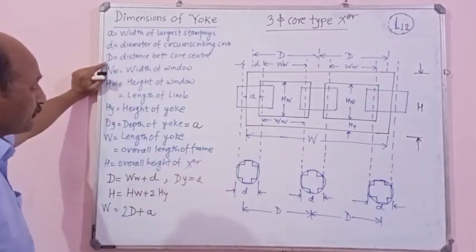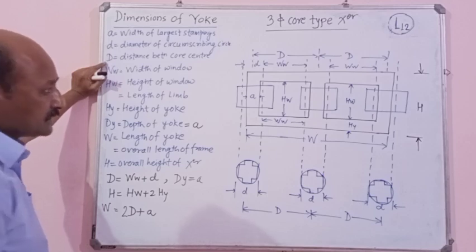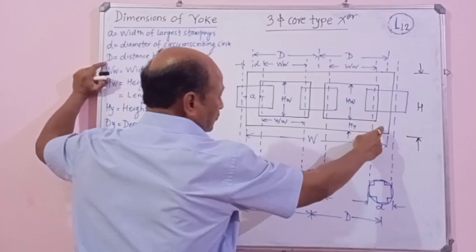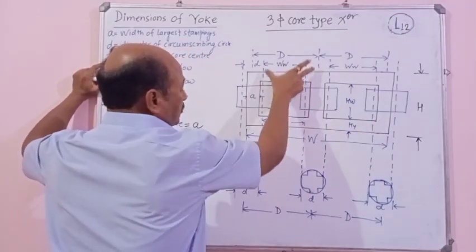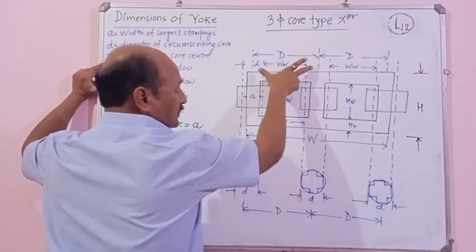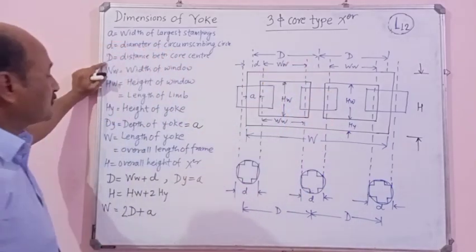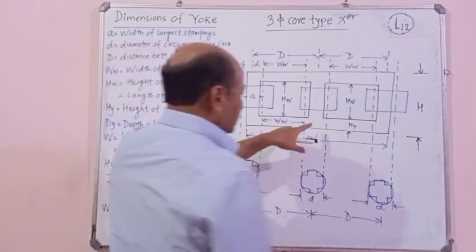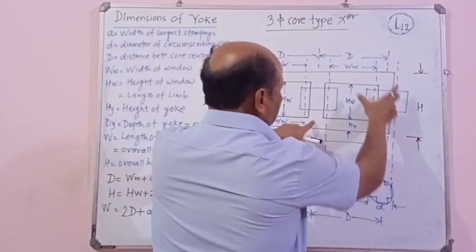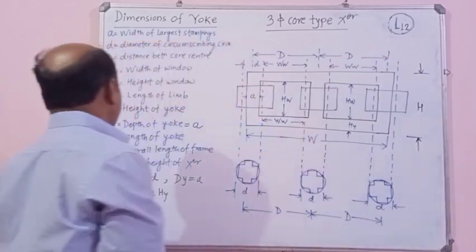Then capital D, that is the distance between the core centers. So first core, second core and third core. So distance between the core centers. So this is the first center and this one is the second center. So distance between the two centers is nothing but the capital D. Similarly, between the center of this center core and the center of this core, again we have the capital D.